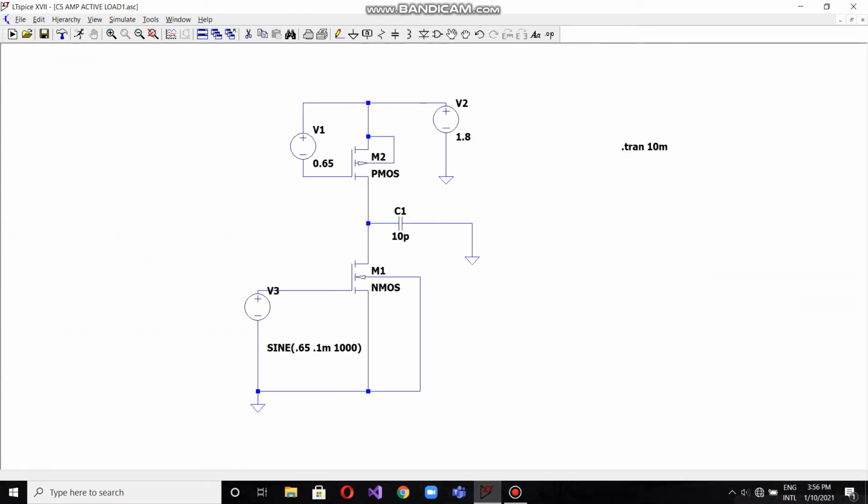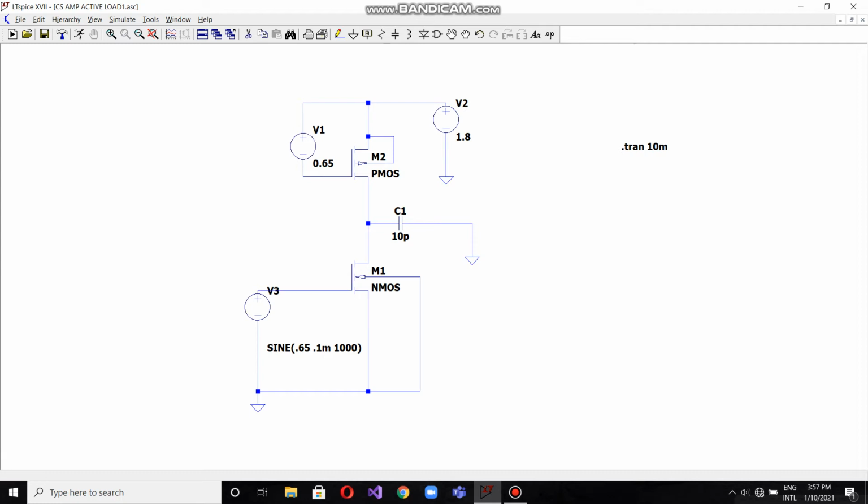Now we have seen the output is 180 degree out of phase, and also it has a high gain. To change the gain of this amplifier, we can simply change the WL ratio of this NMOS, or change the WL ratio of that PMOS to change the gain value.